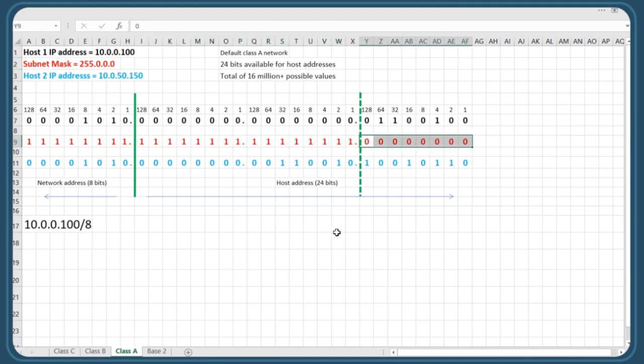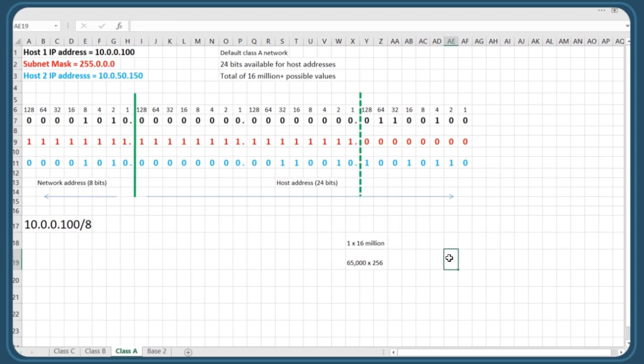So again, the default was one network of 16 million. Now we have about 65,000 subnets, but each one is only 256. And again, if you multiply both of those together, you will still get the same total number of hosts.